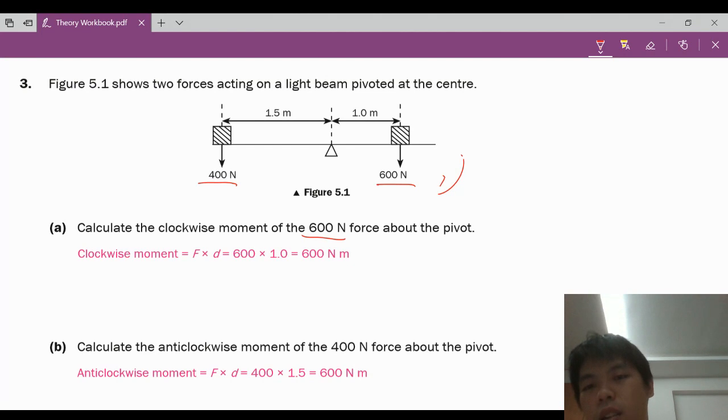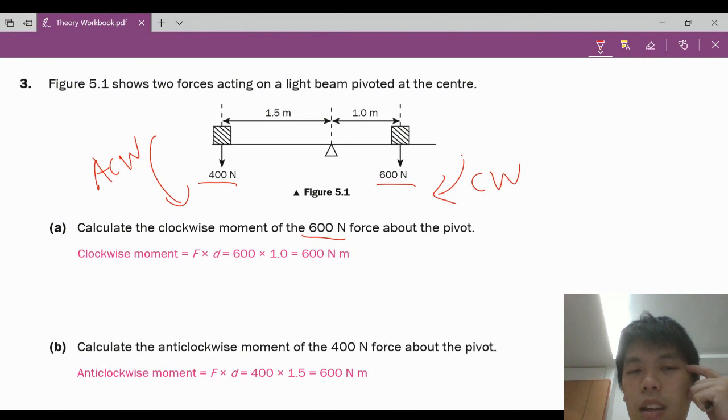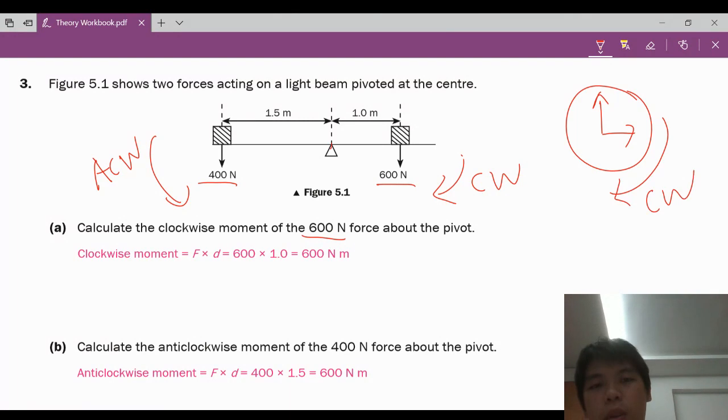So this side is clockwise, I just write it down. This side is anti-clockwise. Then you ask me, why is it clockwise? Why is it anti-clockwise? Similarly, remember our clock. Our clock turns this way. This is clockwise. So your pivot is here. The 600 turns downwards like your clock, so it's clockwise. The other one turns the other way, which is anti-clockwise.